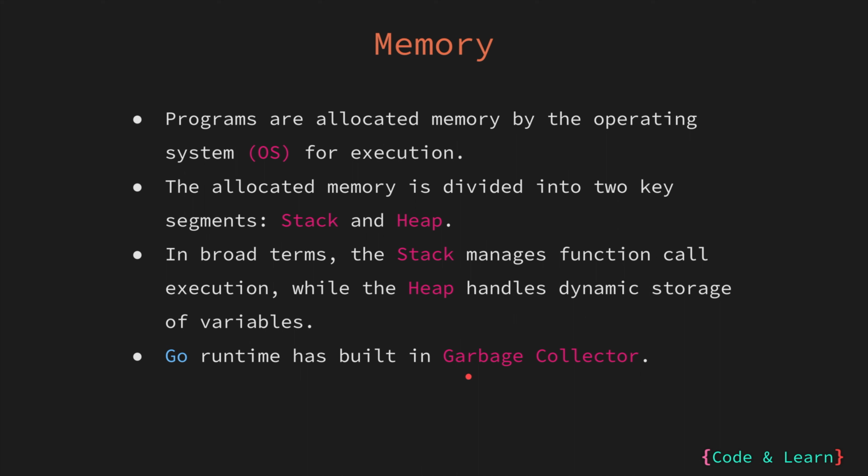But the Go runtime, on the other hand, comes with a garbage collector. This means that the Go runtime system automatically manages memory allocation and deallocation for you. It keeps track of which parts of memory are in use and which are not, and periodically reclaims the memory that is no longer being used by the program. This feature greatly simplifies memory management for Go developers, as they don't have to manually allocate or deallocate memory like some other languages. If you come from a background of C or C++, you know what I'm talking about.